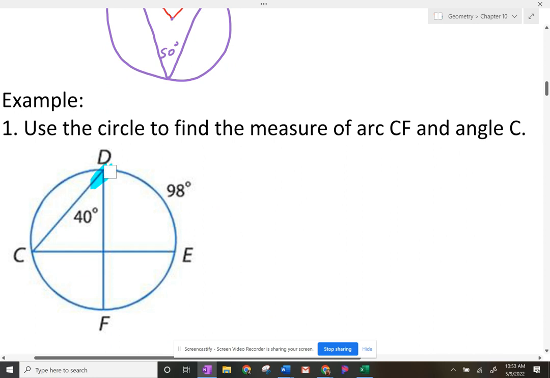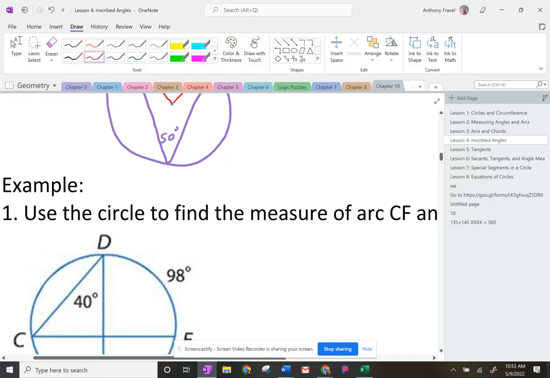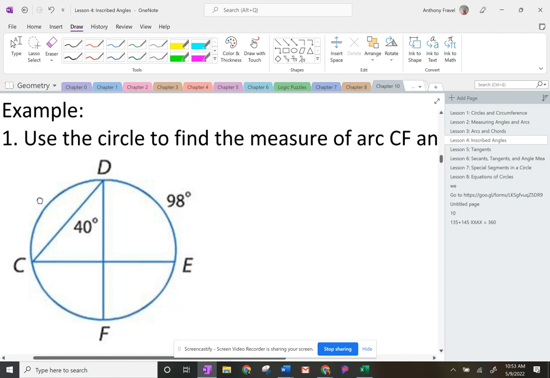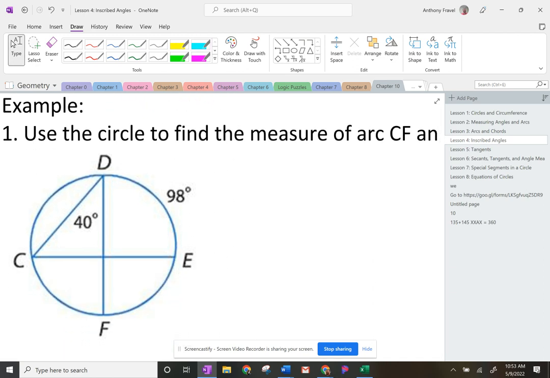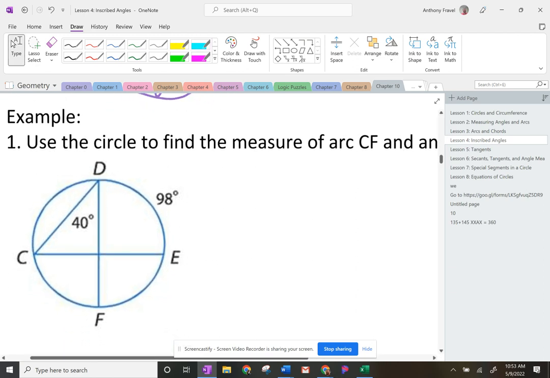All right, so looking at this very first sample problem, I'm going to get out my highlighters here. It's saying we're going to use this circle to find the measure of arc CF. I'm just going to start off with CF. CF is going to be this arc right here. It looks like it's a diameter, but the center of this circle is up here somewhere.